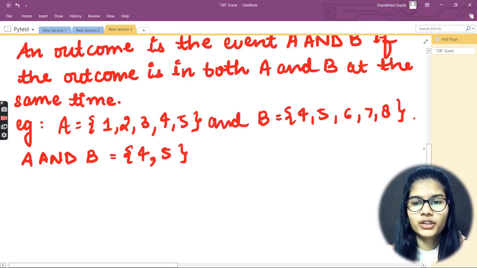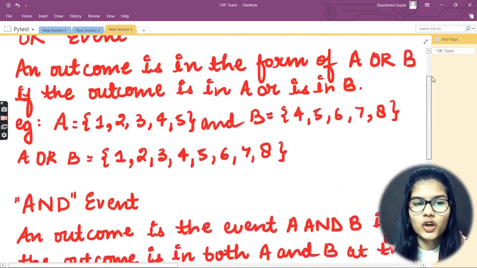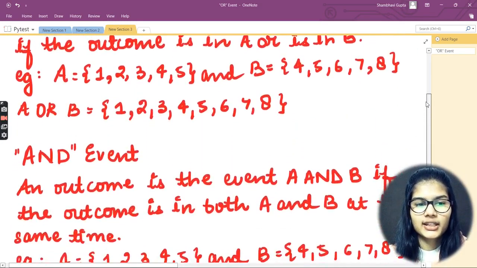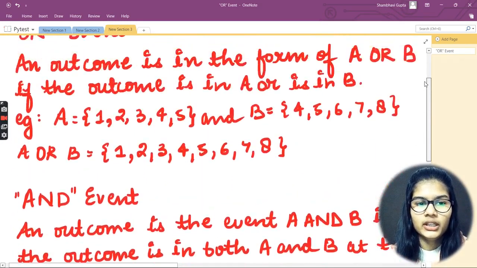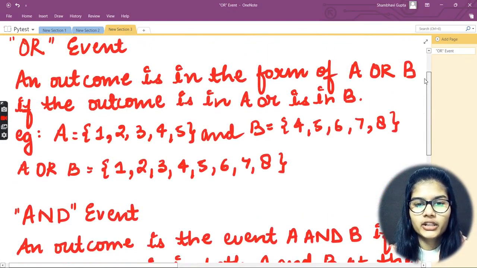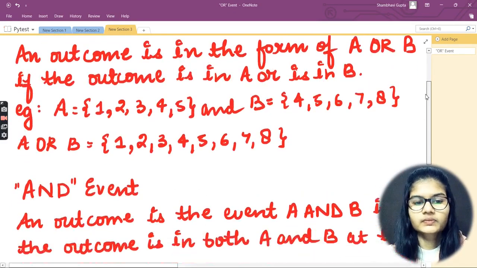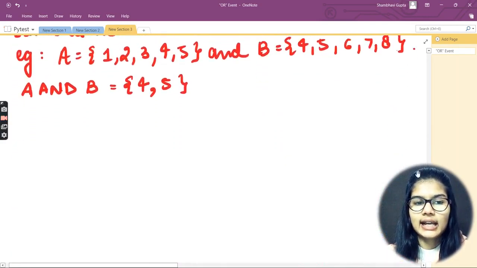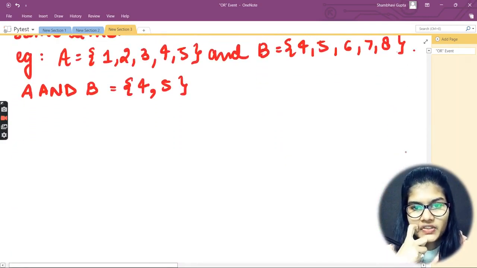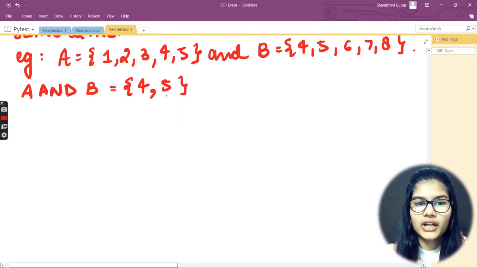So always remember, please do not get confused between the OR event and the AND event, because there is only a slight difference. In the OR event, whatever repetitive numbers are there, we do not consider those repetitions. And in the AND event, if a number is repeatedly coming, we just put that repeated number only. Fine, so I'm pretty much clear with both of these things now.